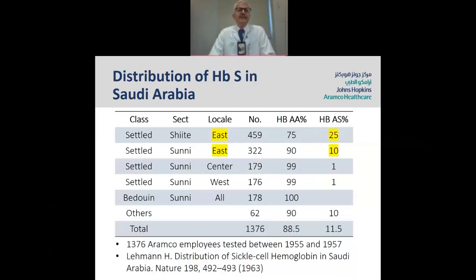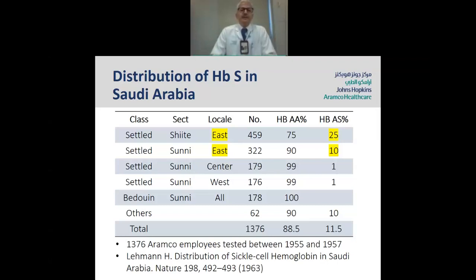What's the distribution of sickle cell disease in Saudi Arabia? One of the first descriptions, not the first, in fact, the first description of the presence of sickle cell disease was recognized in the 50s of last century, when Dr. Lehman came and collaborated with the doctors in Aramco at that time. The Dhahran Health Center is the same one, still existing, and tested about 1376 Aramco employees between 1955 and 1957. The Aramco employees at that time were also from several parts of Saudi Arabia, but especially from the east.